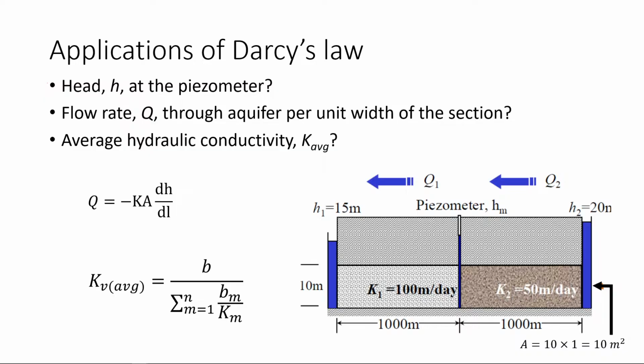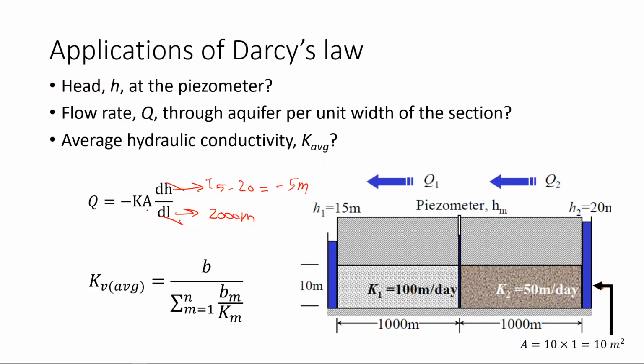Let's look here. You can use this equation, or you can use this equation, because I know delta H, I know L, I know this length, which is 2000 meter. Delta H would be H2 minus H1, that's 15 minus 20, which equals negative 5 meter. So I can calculate this one.